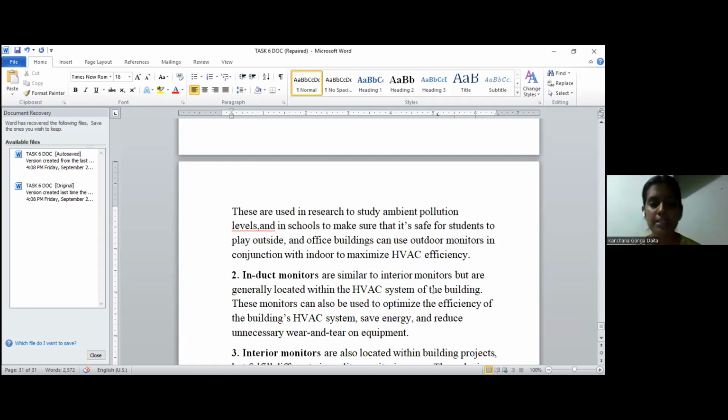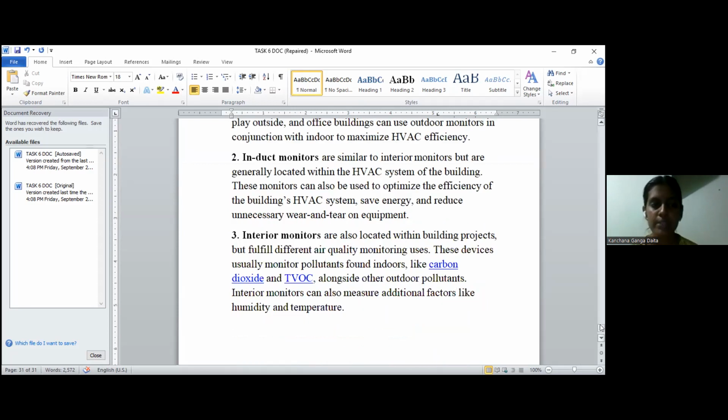Whereas indoor monitors are similar to the interior ones, they can be used only for interior purposes. But these indoor monitors also maximize HVAC efficiency a lot. Heating, ventilating, and air conditioning efficiency will be much improved. Why? Because we are measuring the air quality inside a room, the interior area. If the interior air quality is good, obviously the ventilation or air conditioning system will be at its top level. So for maximizing those efficiencies, we can use air monitors as an example application.